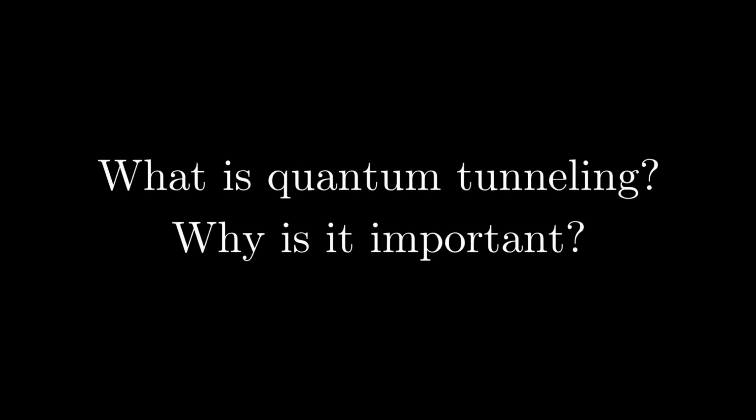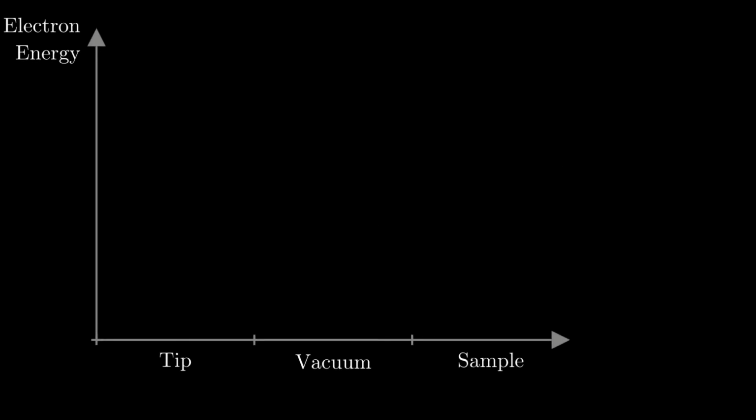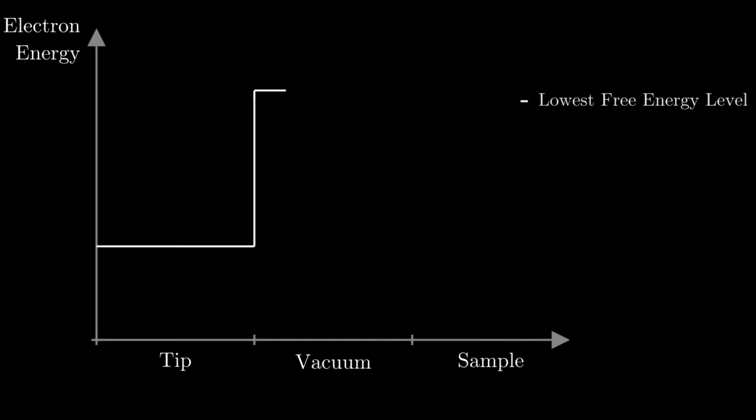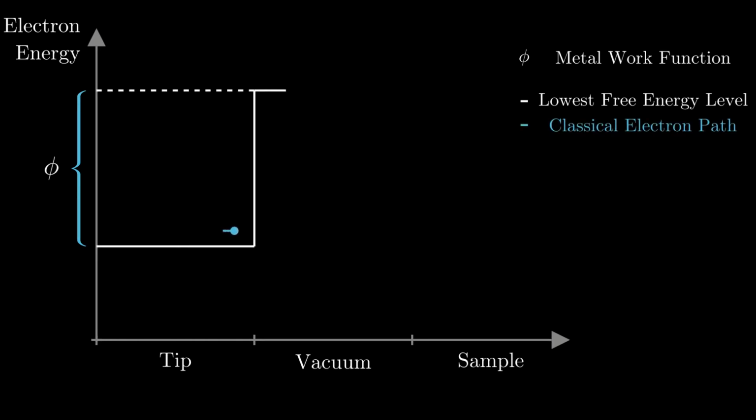What is quantum tunneling, and why is it important? According to the laws of classical physics, electrons shouldn't be able to cross the gap between the tip and the sample. This is because it requires energy to remove the electrons from the surface of the metal tip. The energy needed to move the electron from the surface of the metal tip to freely existing in the vacuum between the tip and the sample is called the work function, here represented by the symbol phi. We can think of this as an energy step the electron must climb up.